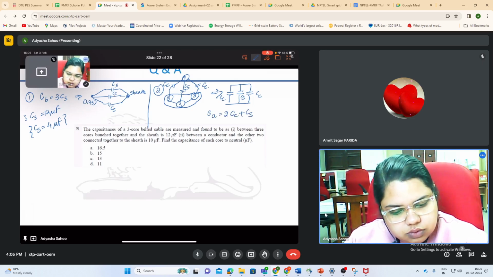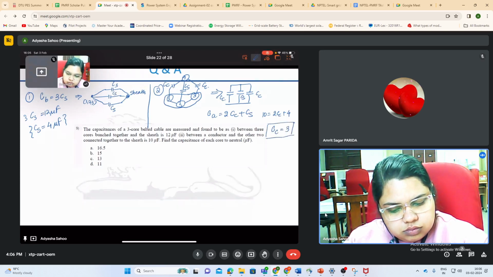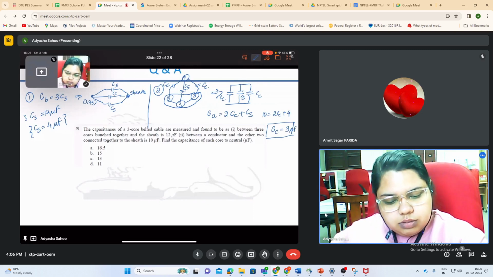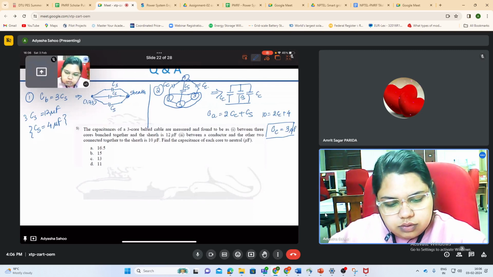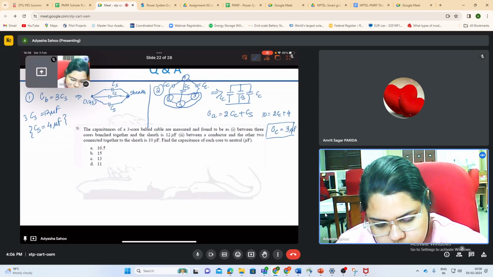Previously Cs was 4 and this is found as 10. So 10 equals 2Cc plus 4, so Cc is 3 microfarad. Now find the capacitance of each core to neutral. So Cn will be 3Cc plus Cs.